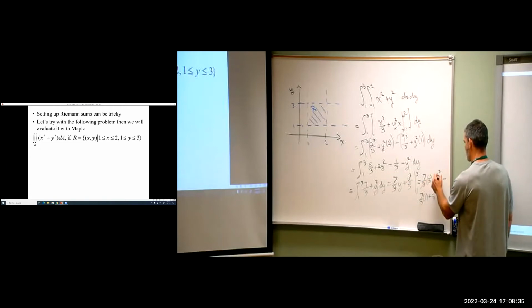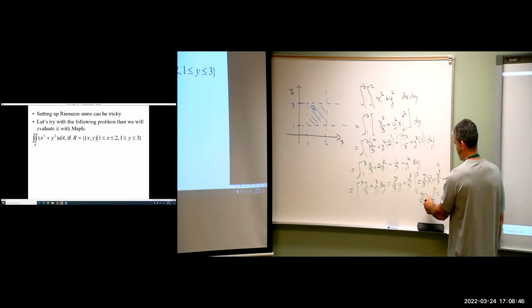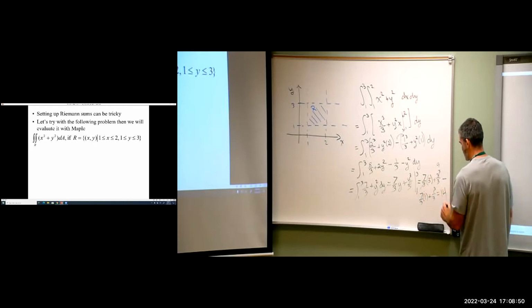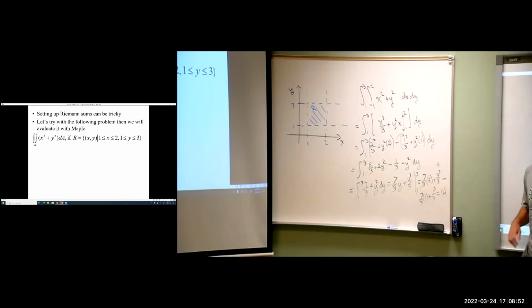So what do we got? That'll be 9. So we got 16 minus 7/3 plus a third. So that'll be a minus 6/3 or minus 2. So when all said and done, 14.